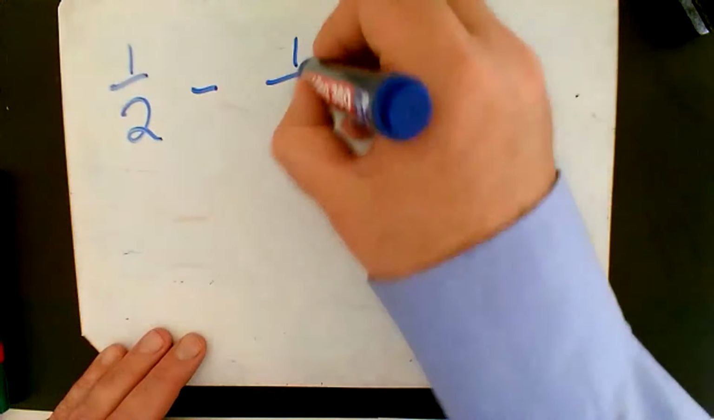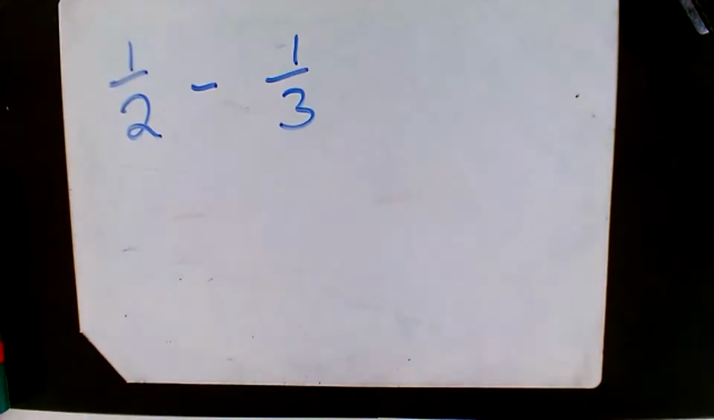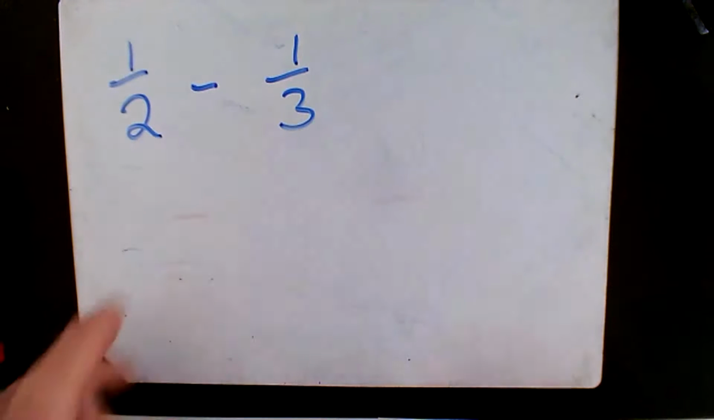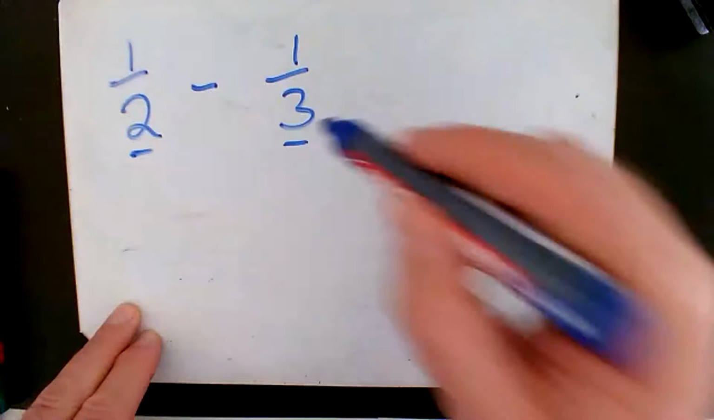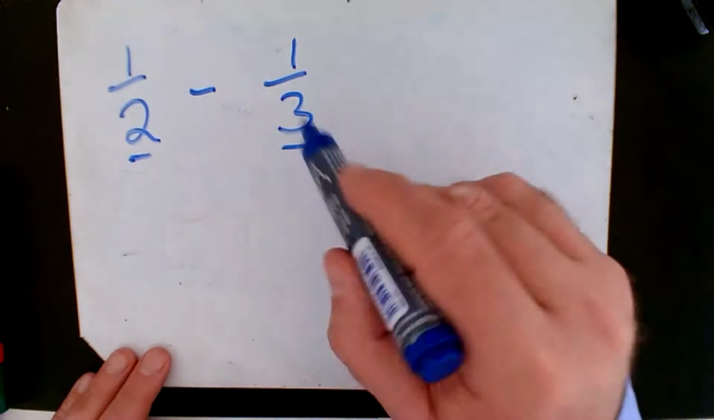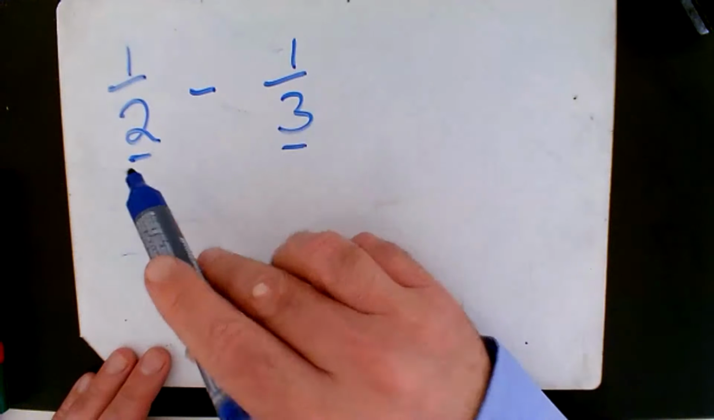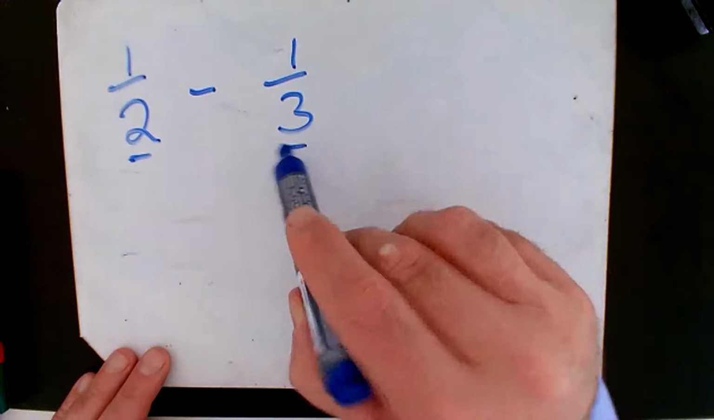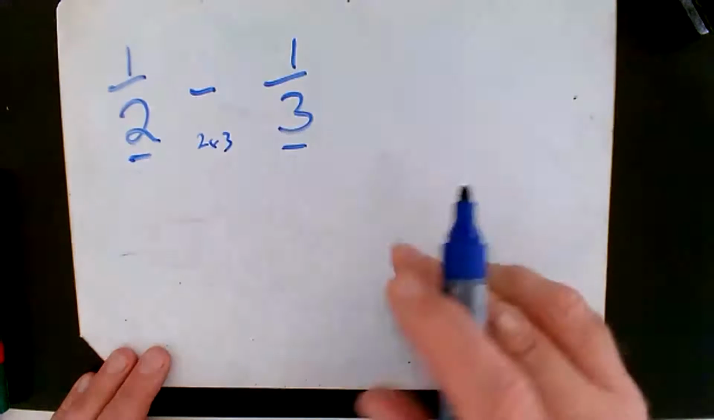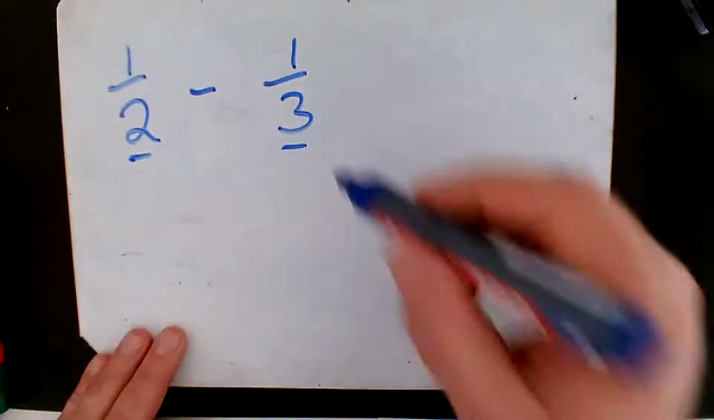minus 1/3. So we'll do a taking away this time. 1/2 minus 1/3. Does the smallest denominator go into the biggest? No, it doesn't. So what do both numbers go into? 2, 4, 6, 3, 6. Now one little trick here is very often you can times them together. And it's a 6.